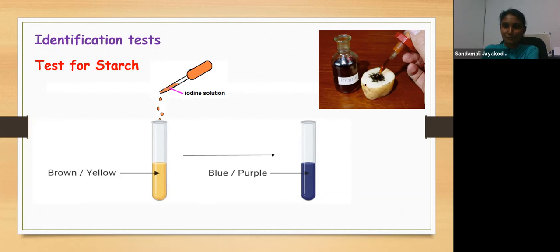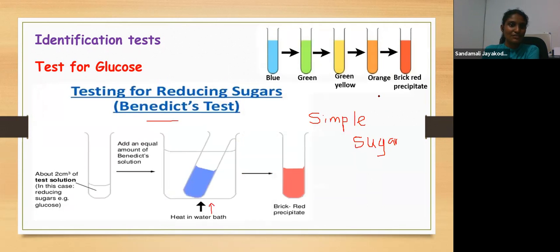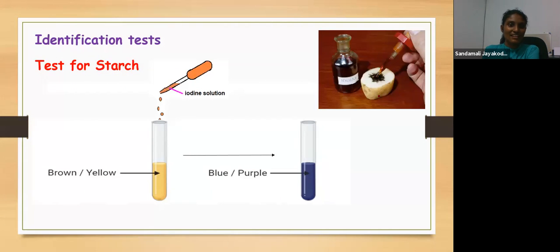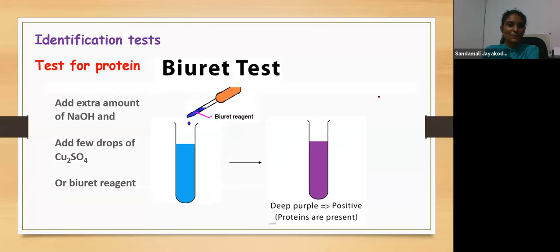Here it's a piece of potato. The person has added iodine solution on top of it. So finally it has turned into blue color. And then this is the test for starch. And we have discussed 3 tests for glucose, sucrose, and starch. And then we are moving to the test for protein.